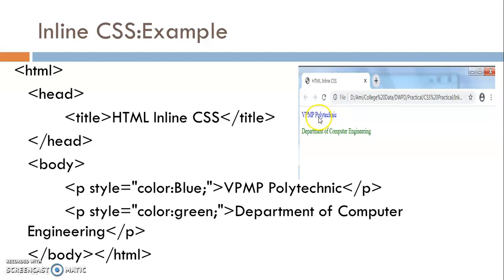We can see that VPMP Polytechnic is displayed in blue color and Department of Computer Engineering is displayed in green color. So this is the way we can use inline CSS.